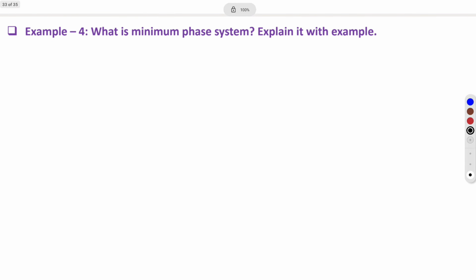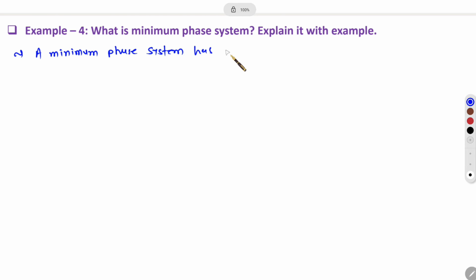See, in example 4, first of all, we need to understand what a minimum phase system is. Let me define this. When you talk about a minimum phase system, we have all the poles and all the zeros with magnitude lower than unit value. It means all the poles and all the zeros are inside the unit circle, right?